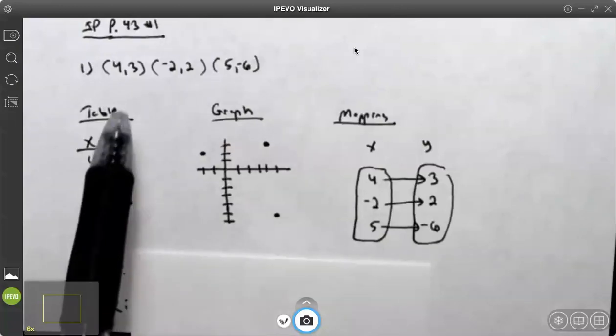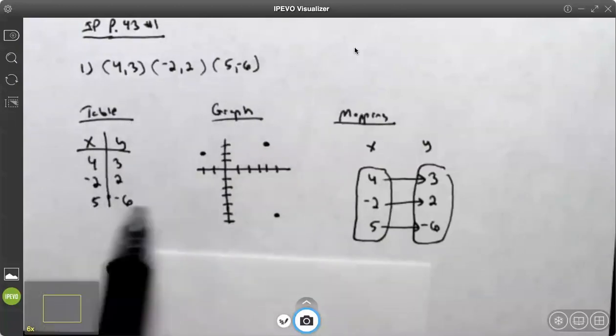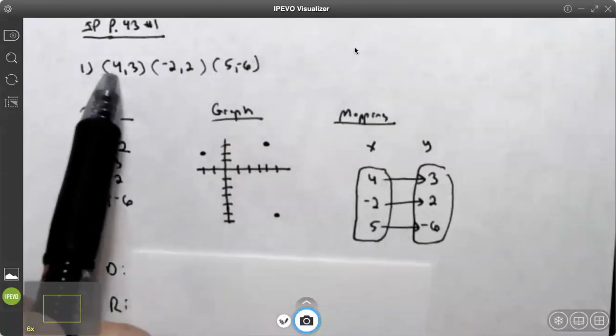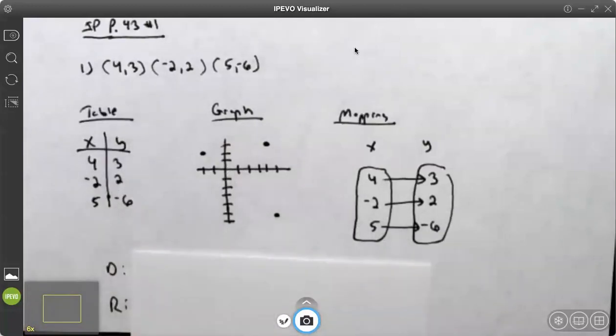Another example: ordered pairs, table, graph, mapping. The same numbers are used in all four. What's your domain? What's your range? Is it a function?